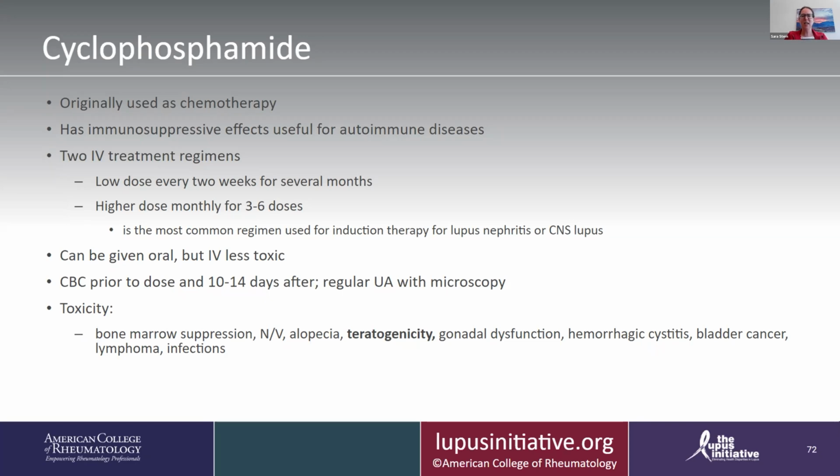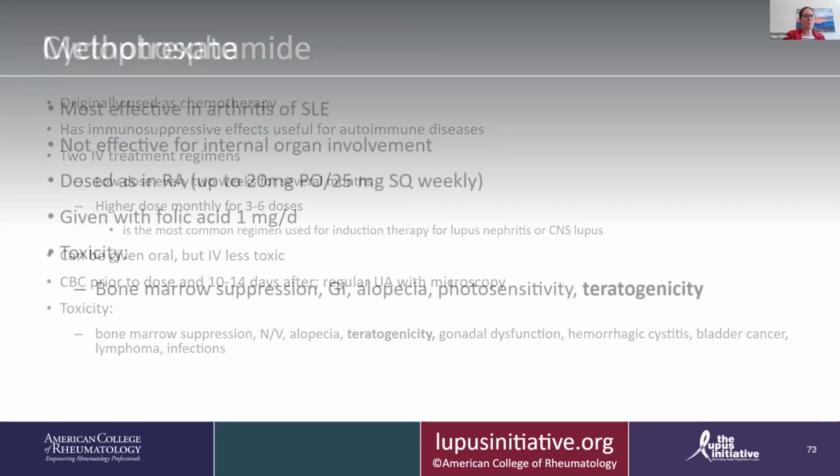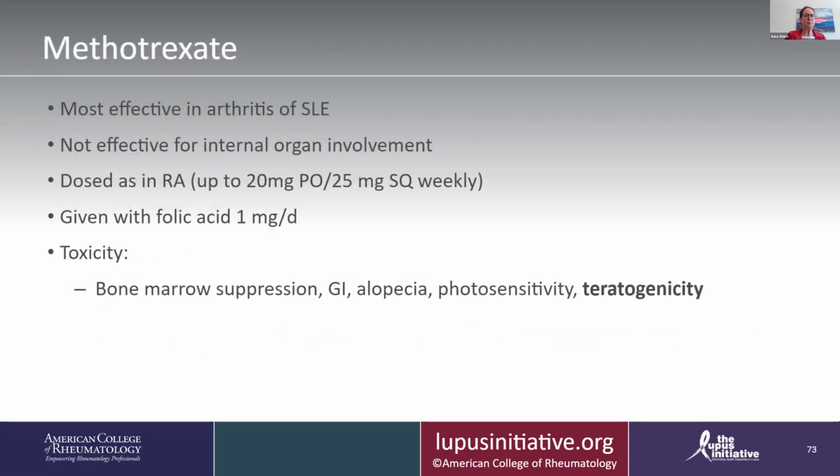It's teratogenic. It can cause bladder cancer and blood cancers and hemorrhagic cystitis. We try and use only as much as we need and transition them to something else. We're very creative in our ways to get them off of it as fast as we can, but sometimes they need it, especially if they have CNS disease.